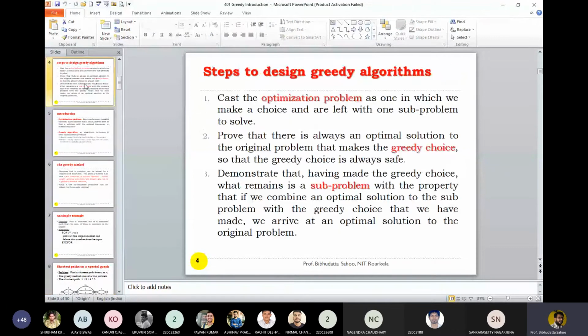So we summarize that there is always an optimal solution to the original problem. That is the first condition: an optimal solution to the original problem exists. Take the example of the minimum spanning tree. We are trying to find or construct the minimum spanning tree because a minimum spanning tree for a given graph exists. Then how are we going to do it? It makes a greedy choice, and that greedy choice is always safe.